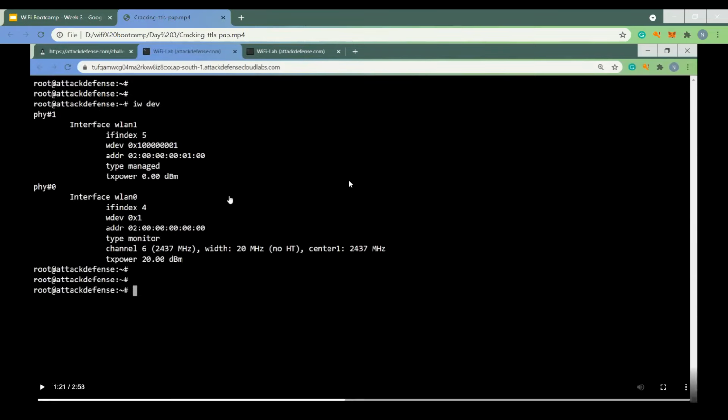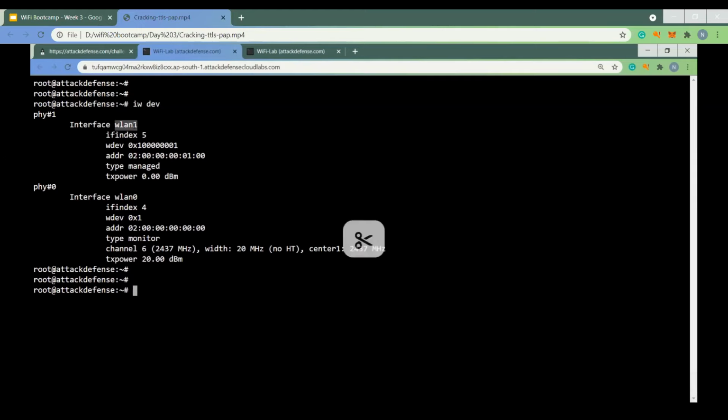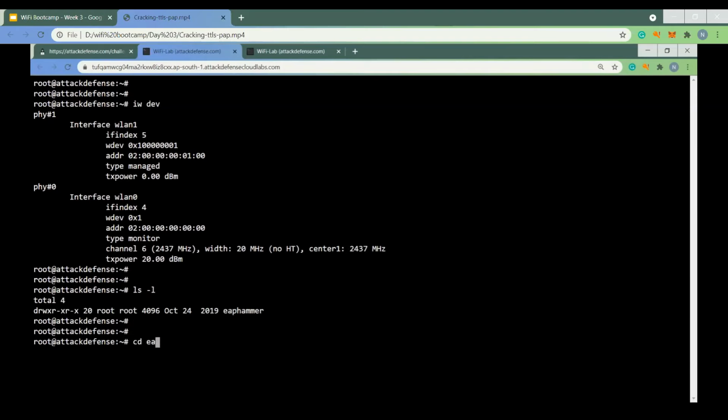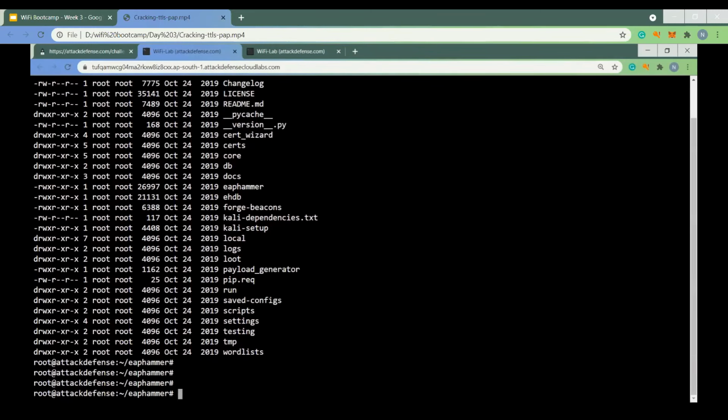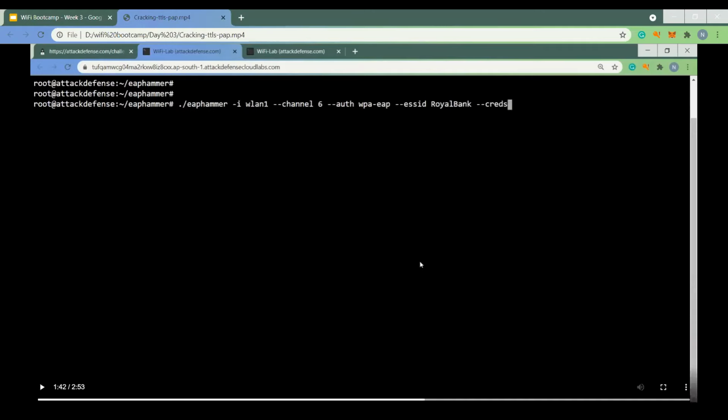And now we are opening another tab because we also want to create our own honeypot, right? If we check the listing now, we can see that on channel 6, our monitor mode interface is working. It is the one that airodump is using. Now we have EAP Hammer kept here on the desktop. We switched into its directory, and now we can run the EAP Hammer binary with the configuration that we want to use. So I'm directly pasting it here.